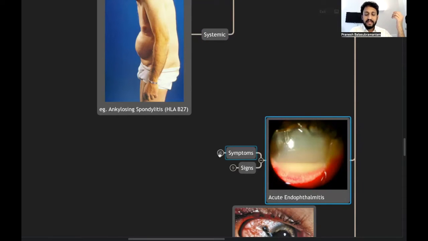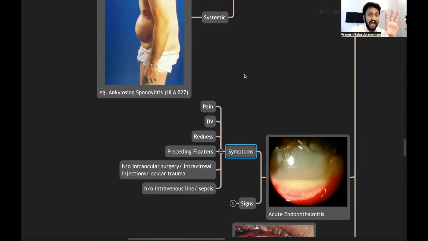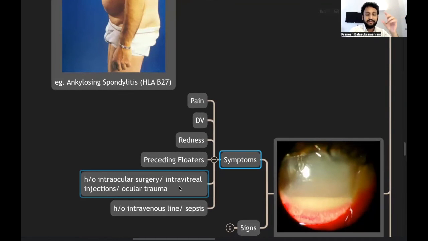So for endophthalmitis symptoms, ask for a history of any recent cataract surgery. Not just that, always ask for a history of any intravitreal injections. So it's not just your cataract surgeries. Anything which goes into the eye can lead to infections getting into the eye, leading on to endophthalmitis. Any history of ocular trauma can cause it as well. And systemically, ask for any history of long-standing intravenous lines or intravenous injections, and look for any systemic sepsis. Pain, defective vision and redness will be the common complaints. And there's going to be preceding floaters because of inflammation in the vitreous cavity, what you call vitritis, inflammation of the vitreous.